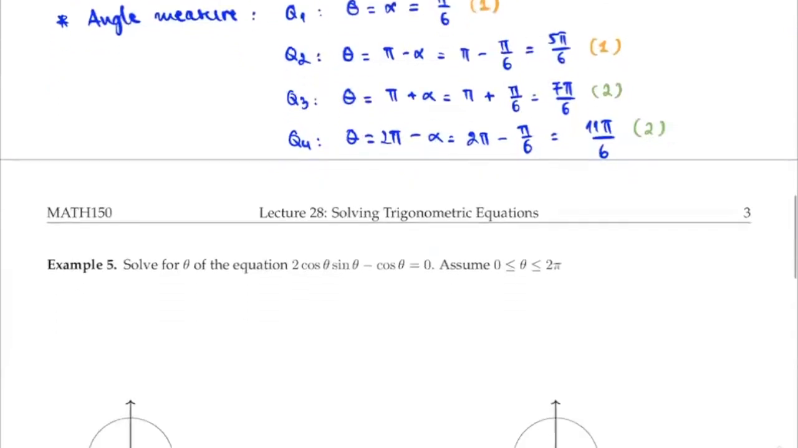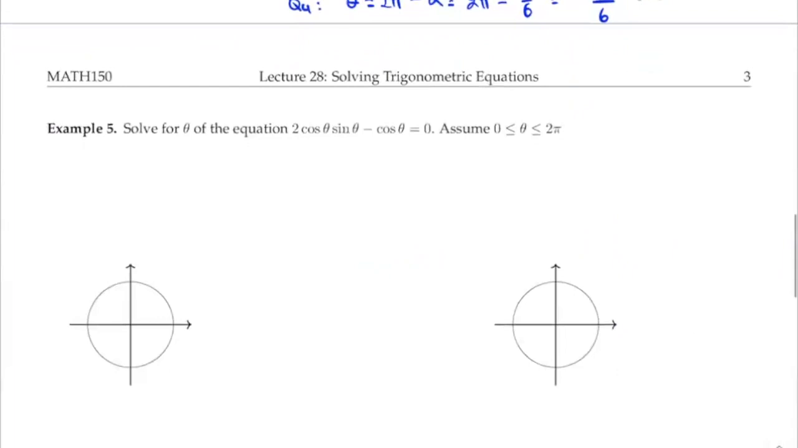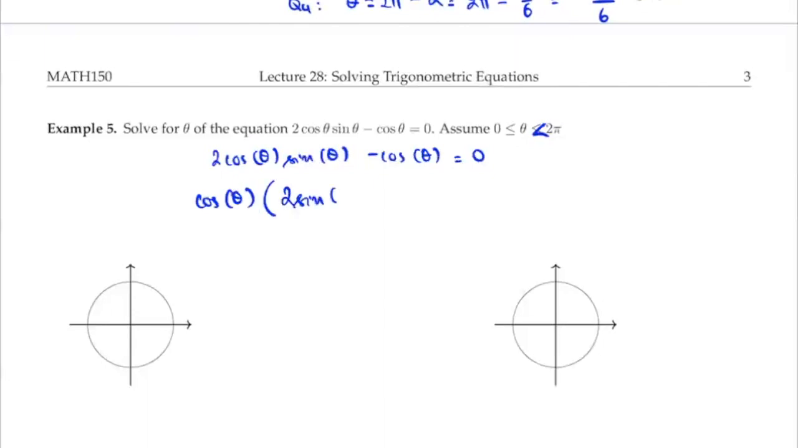Okay. Now moving on to example 5. In this example, you have the problem 2 times cosine of theta times sine of theta minus cosine of theta equal to 0, for theta between 0 and 2 pi, with theta strictly less than 2 pi. So you look at the left-hand side and you see that cosine of theta is a common factor. So you take out cosine of theta and you're left with 2 times sine of theta minus 1 equal to 0.